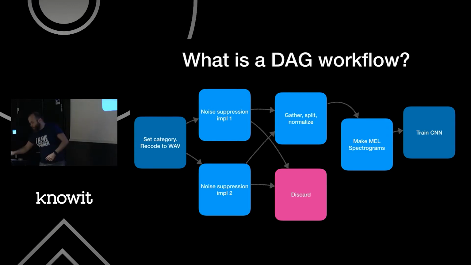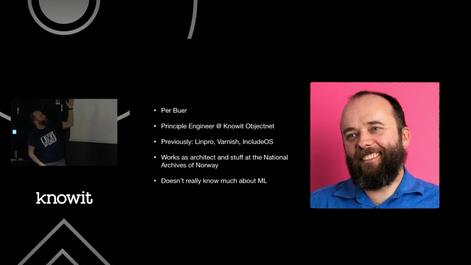Yeah. So with that out of the way, this is me. I work at Knowit Objectnet in the principal engineers team. Previously, I worked at Linpro, Varnish, and IncludeOS. Currently, I'm doing architect and prototyping work at the National Archives. I don't really know much about machine learning. I've been dabbling a bit in it the last couple of months, and I'll talk more about that later.